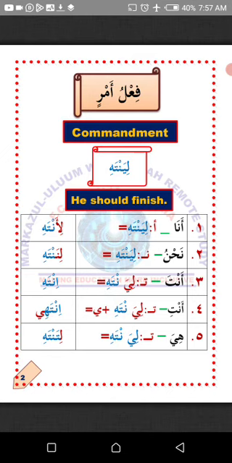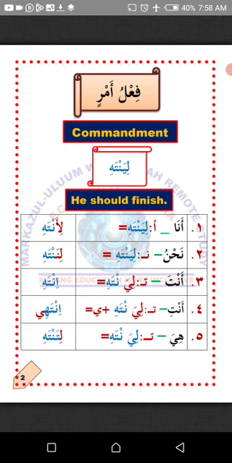Ithnan, number two. Nahnu, we. So how do we change the verb liyantahi to suit nahnu? All you need to do is to detach ya'un and attach nunun. So the verb liyantahi will now become linantahi, which means we should finish.